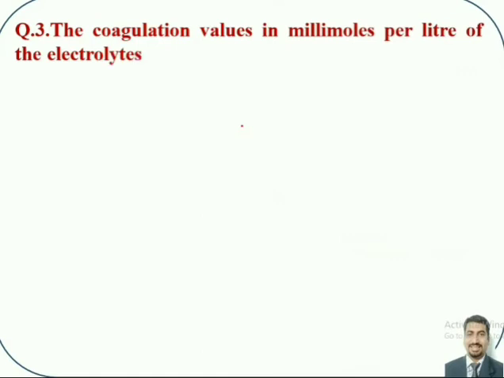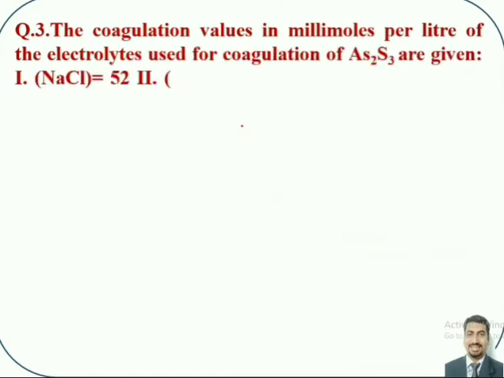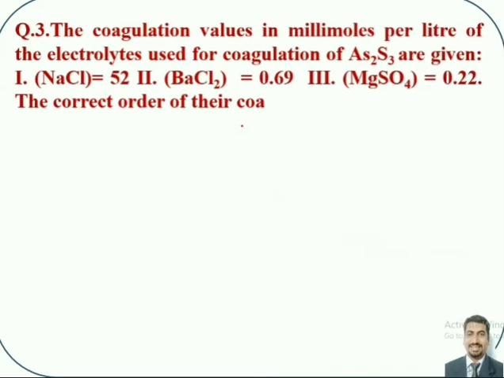Question number 3. The coagulation values in millimoles per liter of the electrolytes used for coagulation of arsenic sulfide are given. The values are: NaCl 52, BaCl2 0.69, magnesium sulfate 0.22. What is the correct order of their coagulation power? So we should know the relationship between coagulation power and coagulation value.